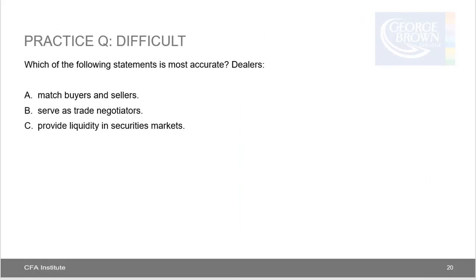So a quick practice question from the learning ecosystem to check our understanding on that section. This is classified at the difficult level. And the question is, which of the following statements is most accurate? Dealers: A, match buyers and sellers; B, serve as trade negotiators; or C, provide liquidity in securities markets?